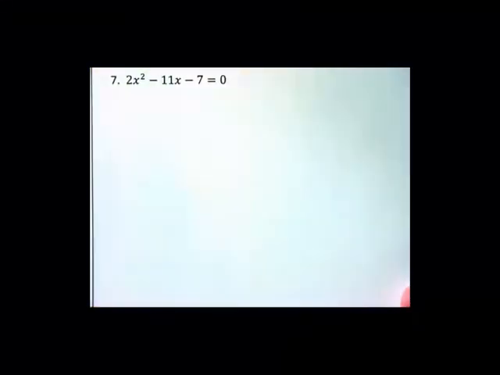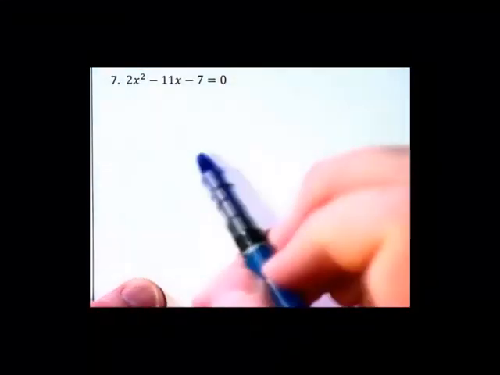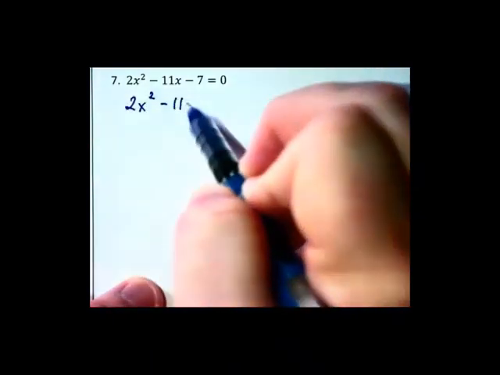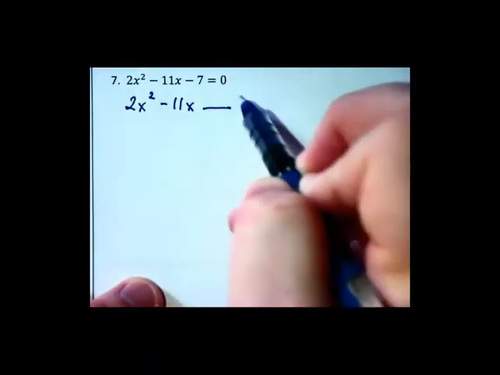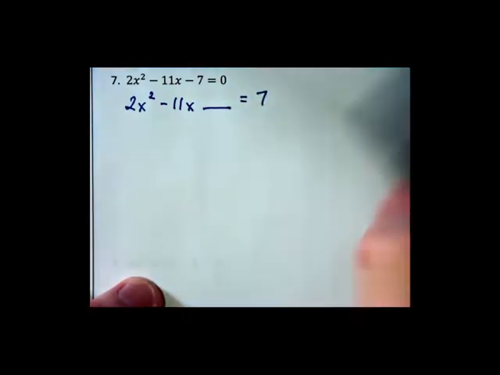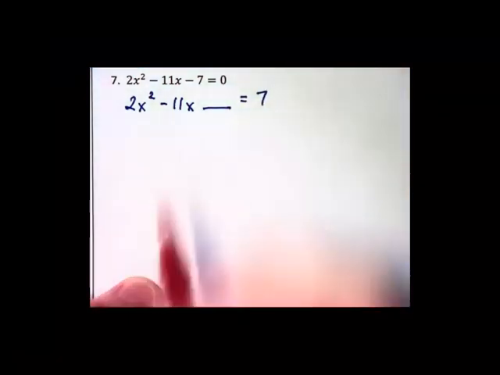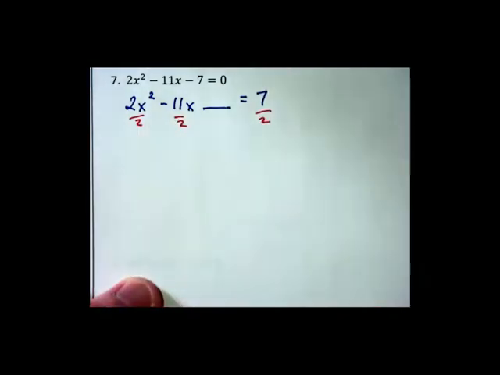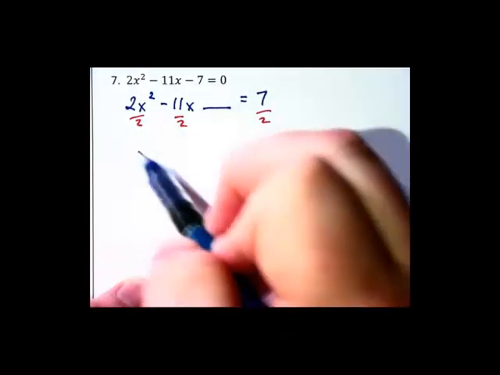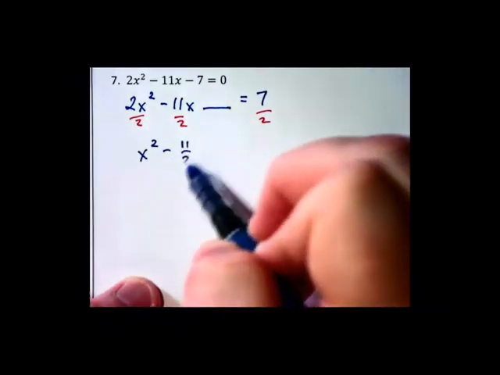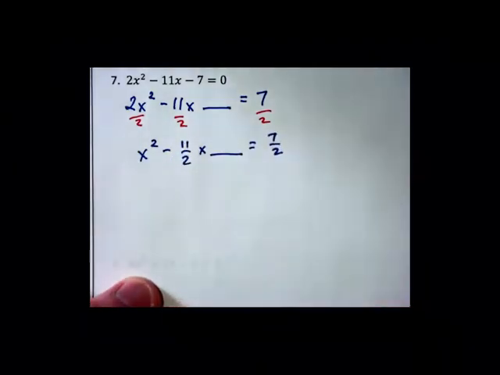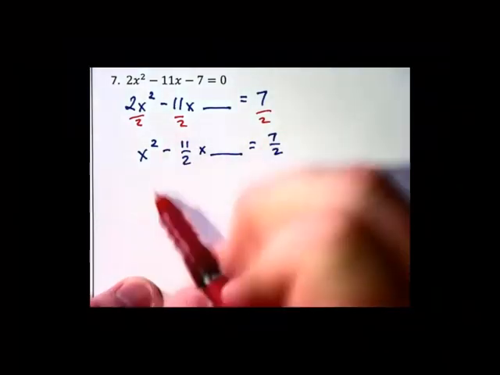Again, more practice with the leading coefficient. We're going to have 2x squared minus 11x, leave a blank, equals 7. We then have this leading coefficient, which we're going to divide through by, and that gives us x squared minus 11 halves x, leave a blank, equals 7 halves. We then have to cut in half.